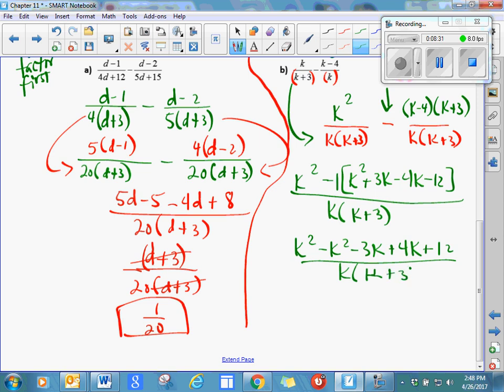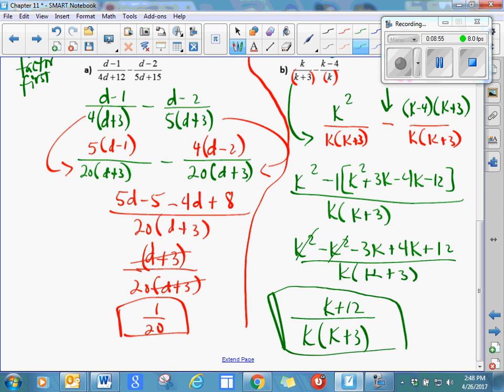And now when I clean this up, those are going to go away. I've got a minus 3k and a positive 4k. That's a positive 1k plus 12 over k times k plus 3. There's no common factors. We can't cancel this k with this k because these are not factors. They are added. So this is our final answer. And that's the end of this video. One more to come, I think.